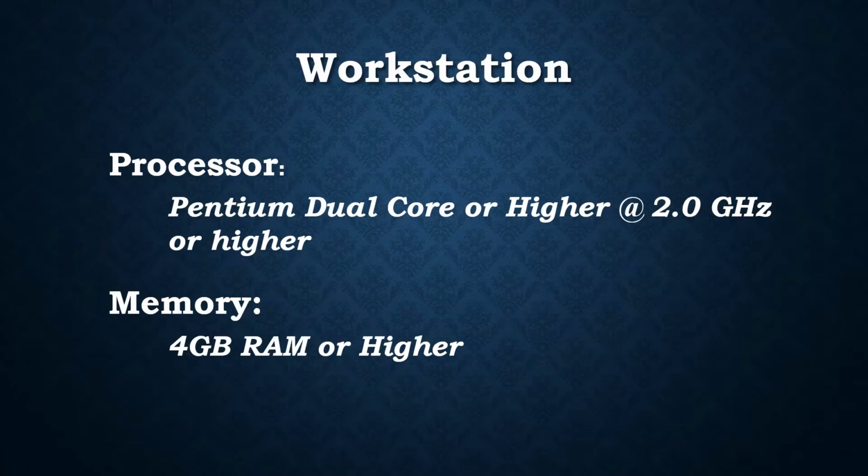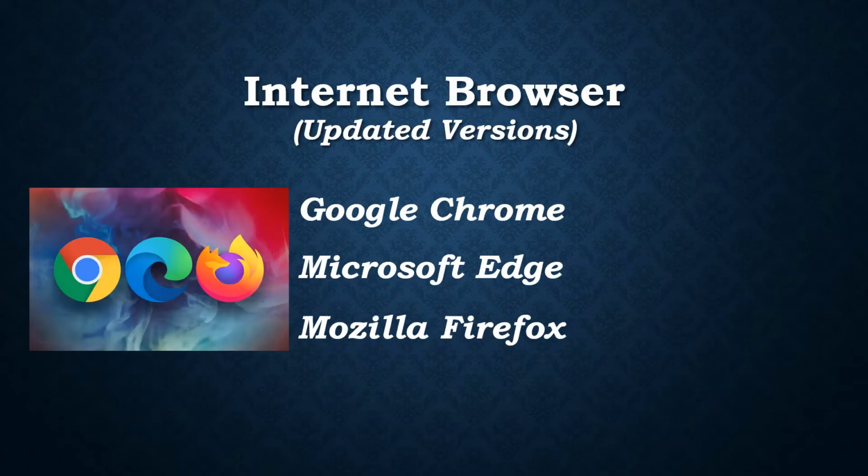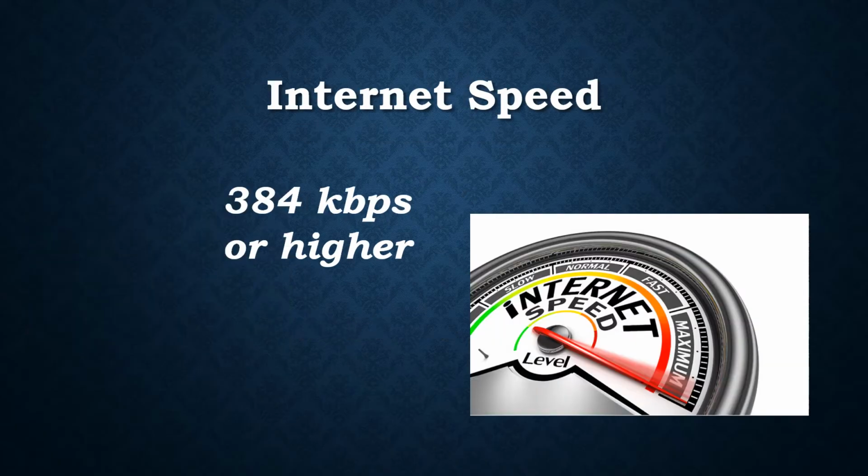For the workstation, your processor must be Pentium dual core or higher at 2.0 GHz or higher, and the memory must be 4 GB of RAM or higher. For the operating system, it must be Windows Vista or Windows 7 up to Windows 10. To access the online EDPMS, use any updated recommended internet browser, such as Google Chrome, Microsoft Edge, or Mozilla Firefox. For the internet speed, you will need 384 kbps or higher.